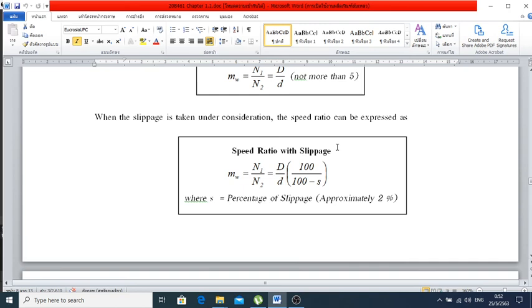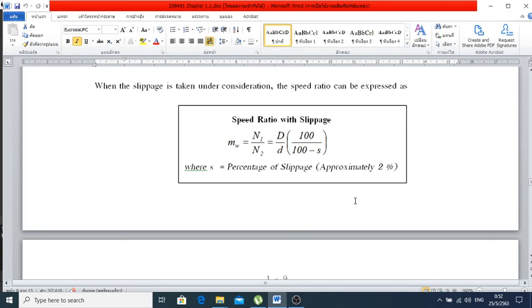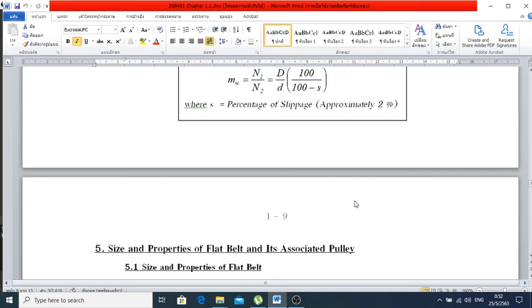And so therefore, the speed ratio with slippage can be determined, where S stands for the percent of slippage. It's typically approximately 2%. So therefore, this is the thing.